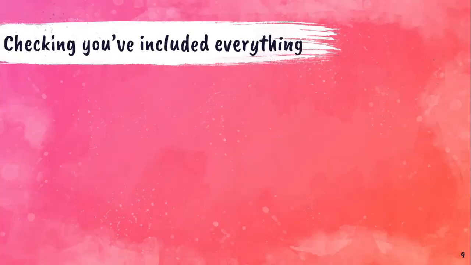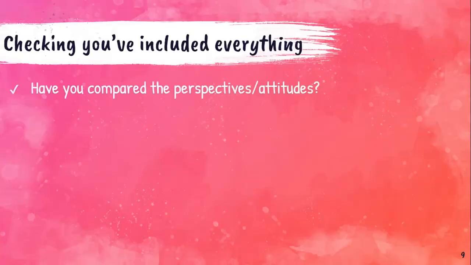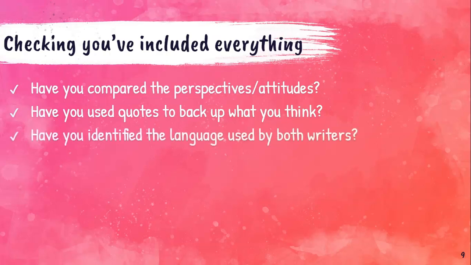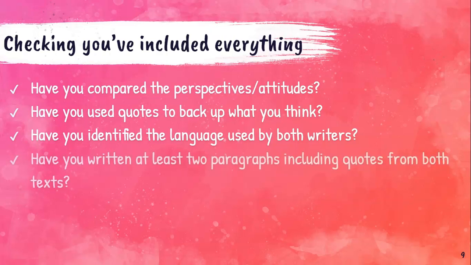Okay, so next you want to check you've included everything. So have you compared the perspectives and the attitudes? Have you used quotes to back up what you think? Have you identified the language used by both writers? And have you written at least 2 paragraphs, including quotes from both texts? So the thing that people forget the most is the language, is checking that they've included language features or methods by the writer. So really make sure that you've got those in.